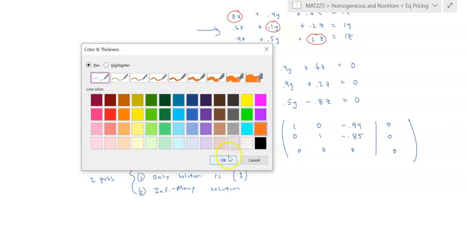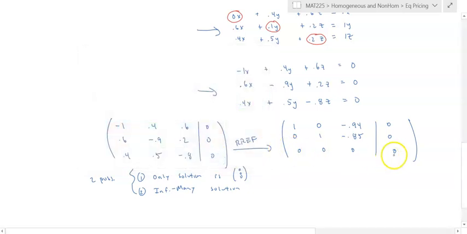As we can see, the bottom row doesn't give us any information. 0 equals 0, true statement. So bump up to the next row. Well, let's start at the top now. Notice we have a non-zero pivot here. That means x is not a free variable. Go to the second row, we have a non-zero pivot here. That means y is not a free variable.